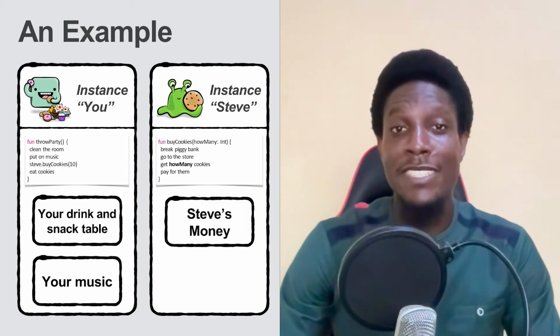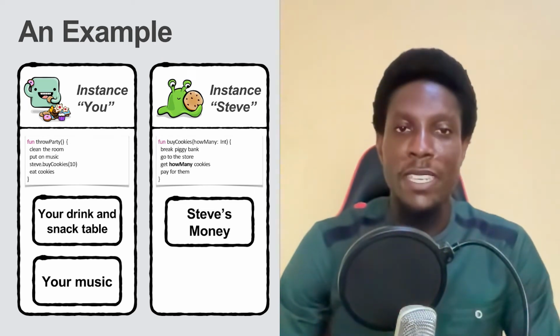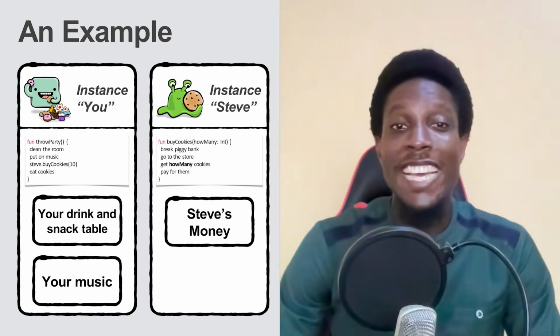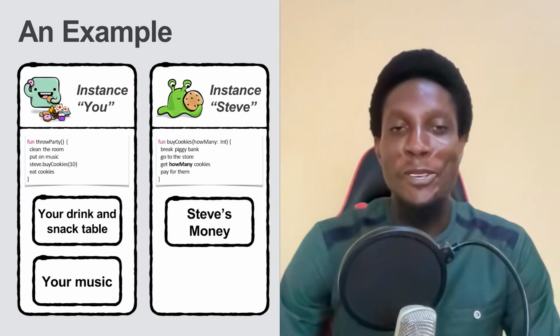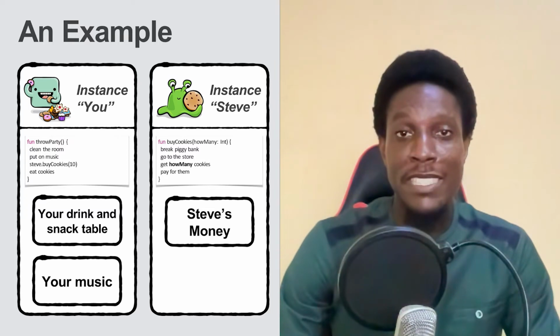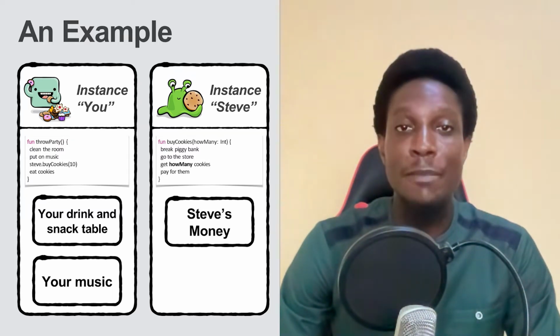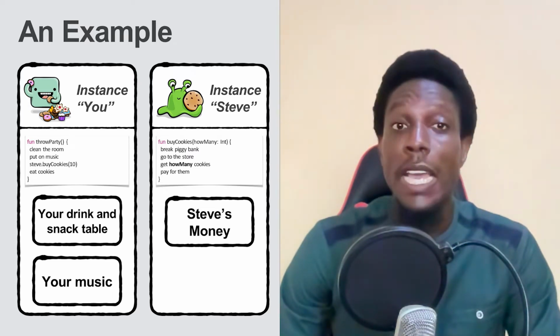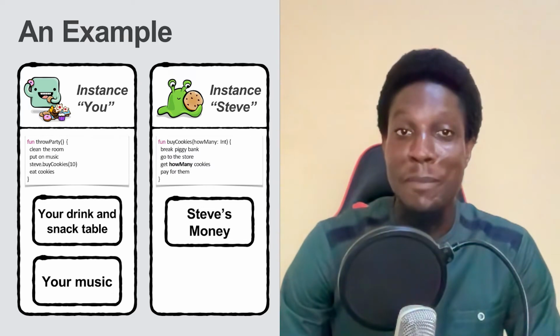The Steve instance also has data. Before he goes to the store, he has some money. At the store, he exchanges his money data for other, much more important data, cookies. After making that transaction, he brings the cookies back over to the party and you add them to your drink and snack table. If he eats the cookies along the way, well, your program has a problem popularly known as a bug.